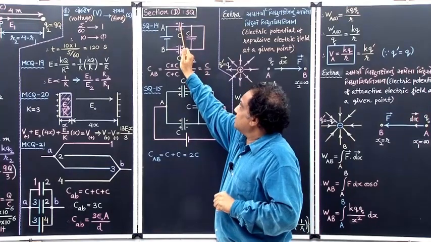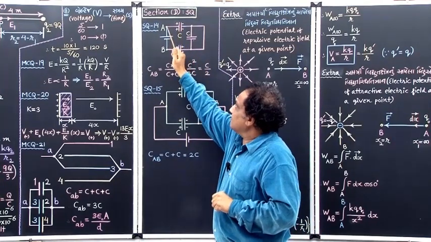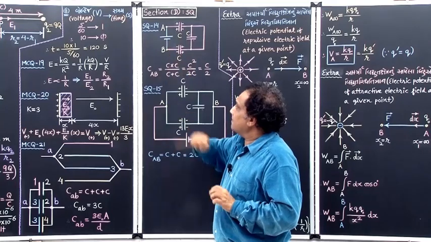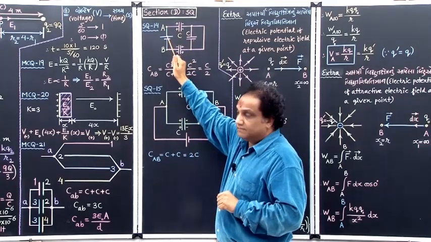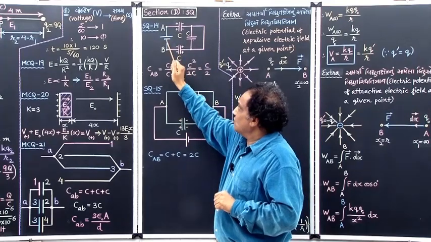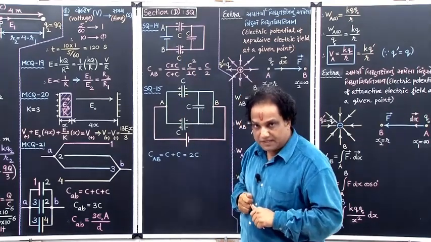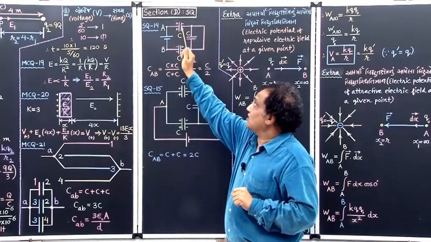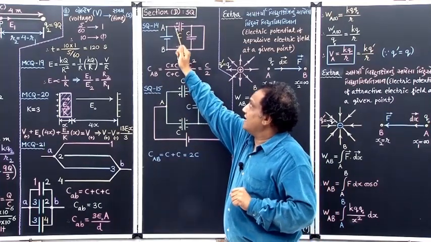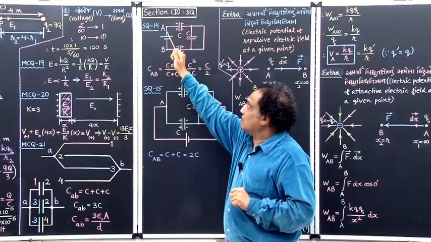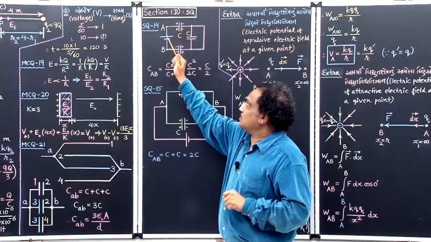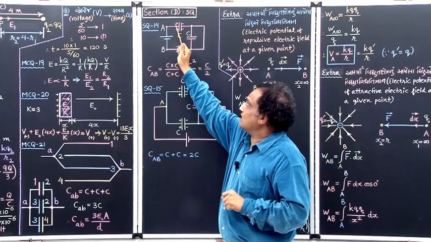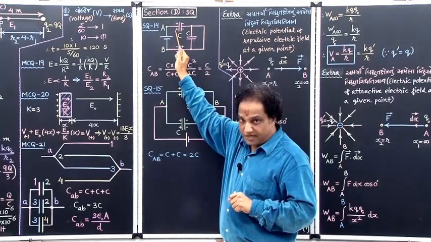This plate and this plate are connected to this battery, but this plate is connected to the positive terminal and this plate is connected to the negative terminal, correct? First of all, the electrons from this plate are attracted towards this positive terminal of the battery. So this plate, after losing electrons, will become positive. So I have written a plus sign here, okay?